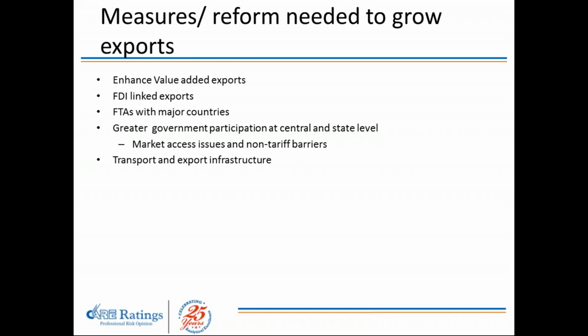India also needs to forge beneficial free trade agreements with major countries. It is often stated that our free trade agreements have benefited our trading partners more than us, and some FTAs are just for strategic reasons.